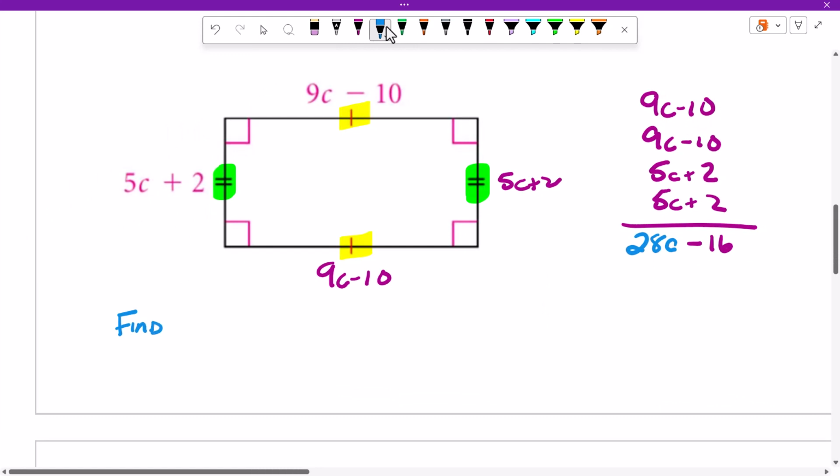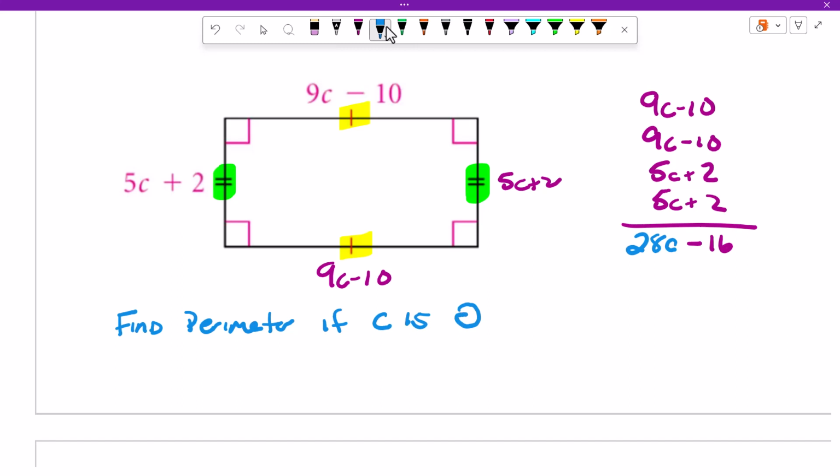find the perimeter if C is, let's say, 2. I could add that extra little step in, right? So you add all these together and say, hey, this is our formula for our perimeter, and this is what we're going to do next chapter, right? And we're going to say, oh, we know C is 2.